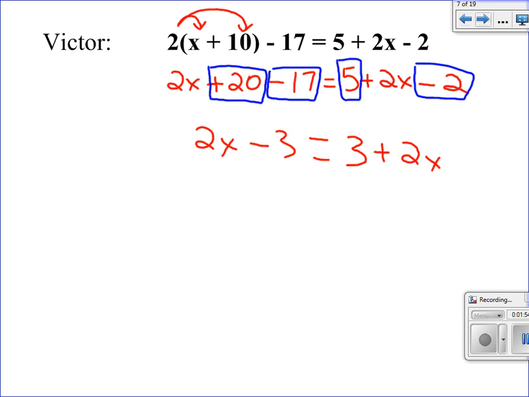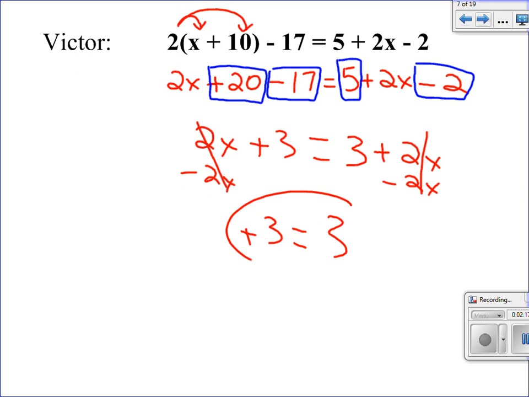Then we have x's on both sides. Again, you can move different things around here first. I'm going to subtract 2x from both sides of the equation. On the left-hand side, 2x minus 2x is 0, so we're just left with a positive 3, I'm sorry, that should be a positive 3. On the right-hand side, 2x minus 2x is 0, which equals 3. So we have 3 equals 3.